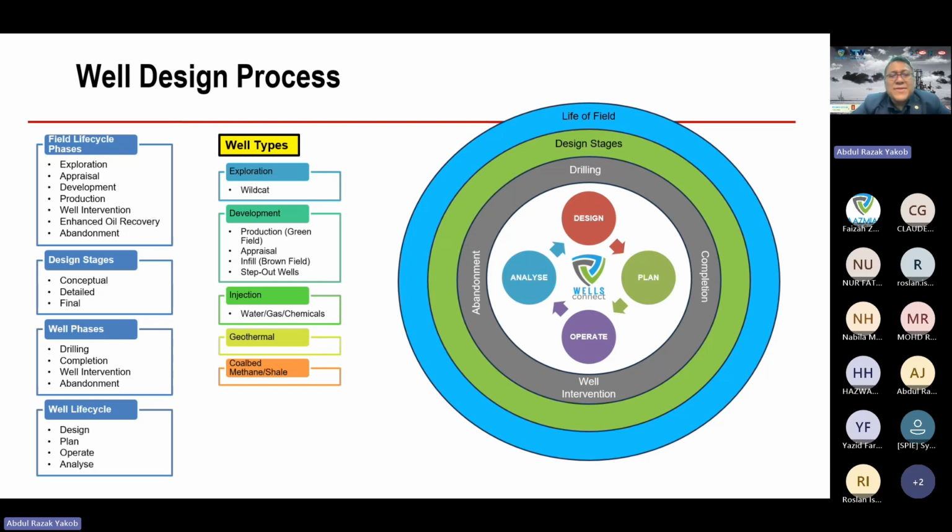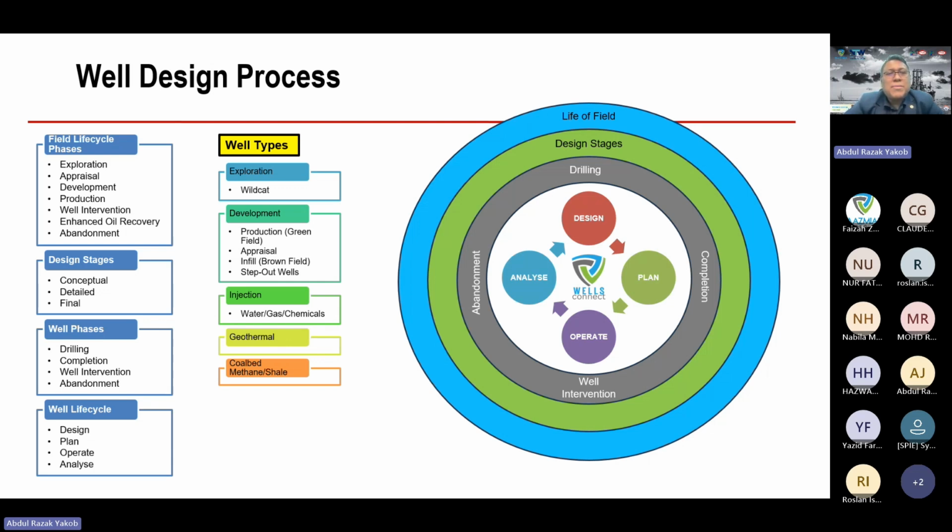Then the well life cycle is where you design, you plan, you operate, and you analyze. Why do you need all of this? Because once you design the well, you plan for the operations. You plan to come up with this well, and then operate, meaning you go and drill the well, and the next phase is to analyze. Why analyze? So that you can learn whatever happens in this particular well into the next well. All of this is always in the form of a circle. We make sure that we understand what happens within that circle.